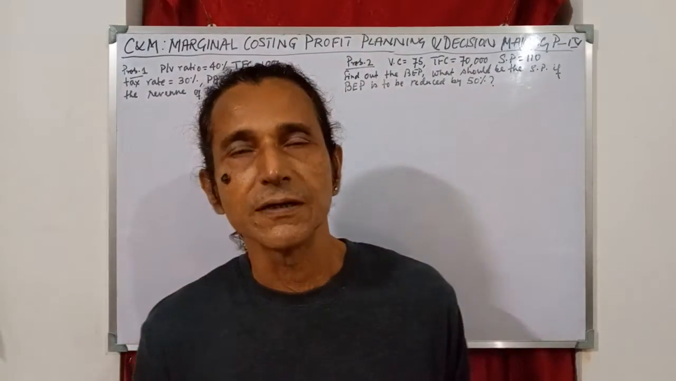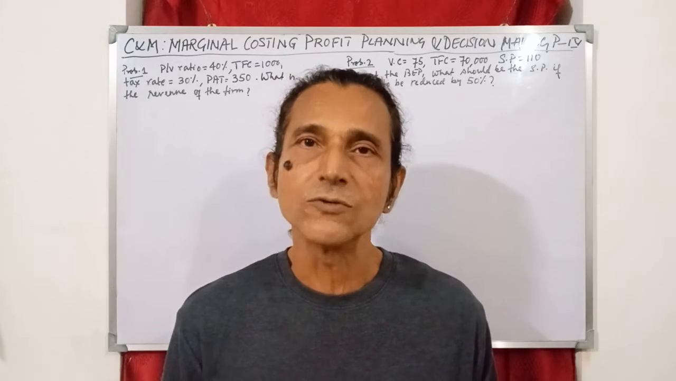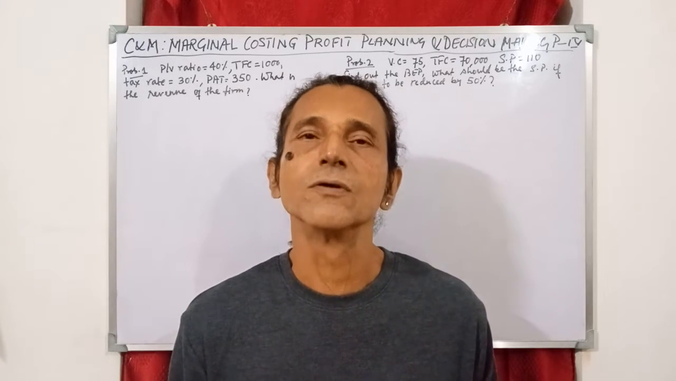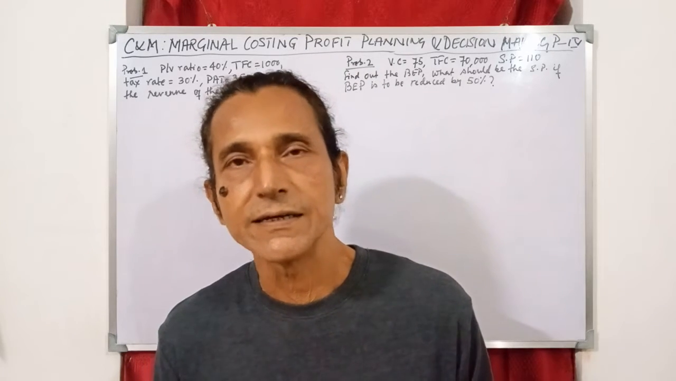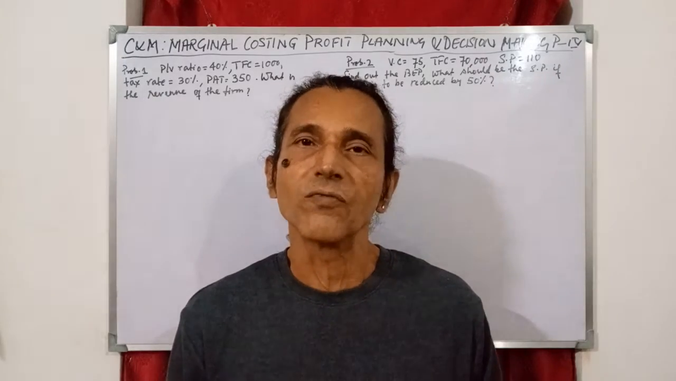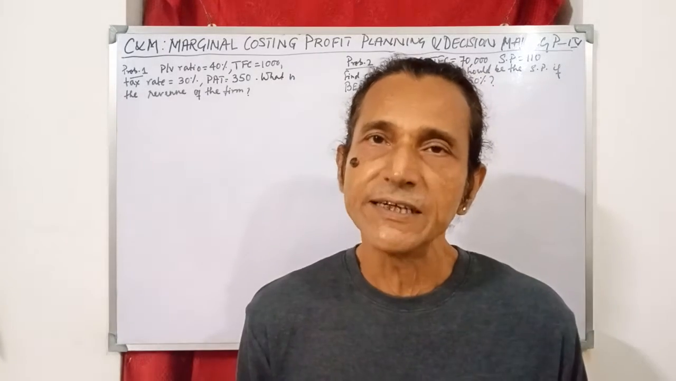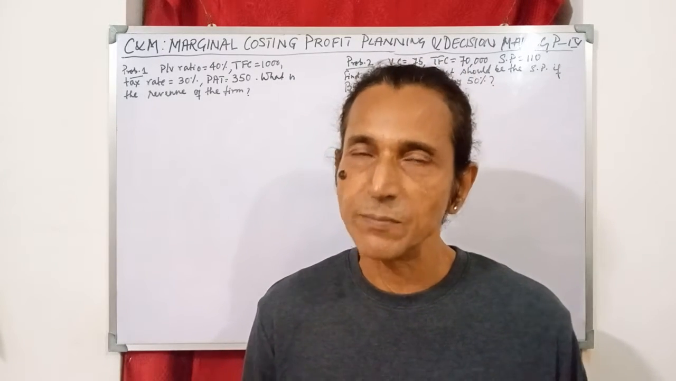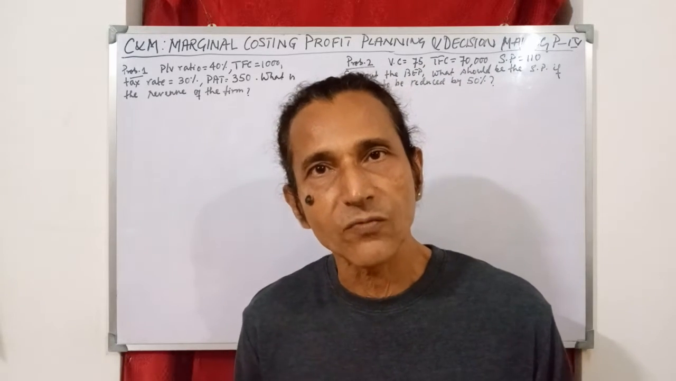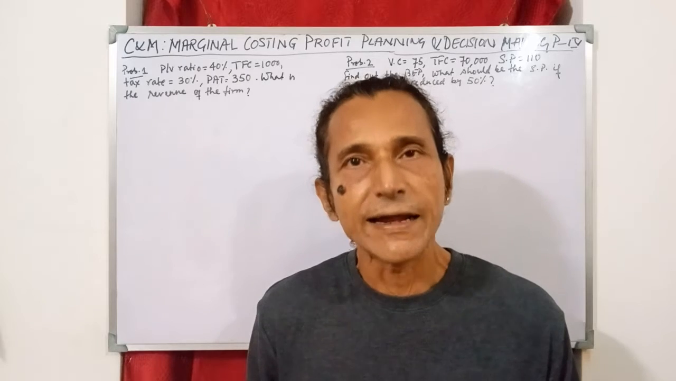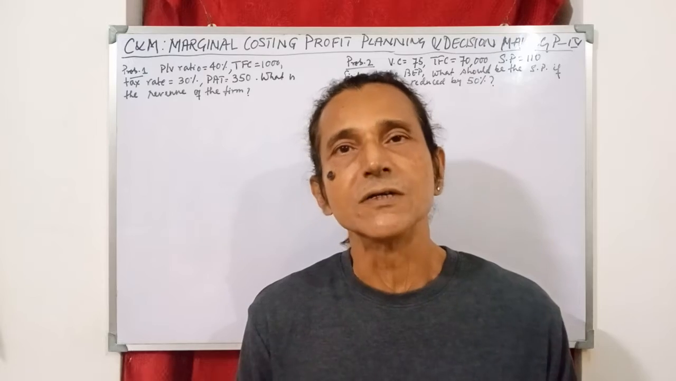Basically, marginal costing is a technique as well as a method. As a method, it is used to compute the value of cost of goods sold, cost of sales and sales, and as a technique it is applied for profit planning and decision making. The main tool of marginal costing technique is cost volume profit analysis or CVP analysis and break-even point or BEP analysis, which is a part of CVP analysis.